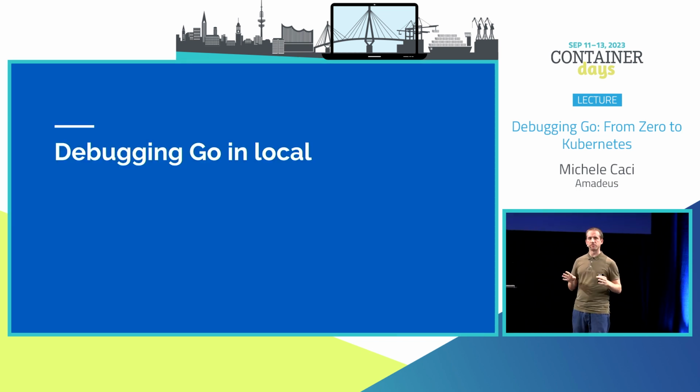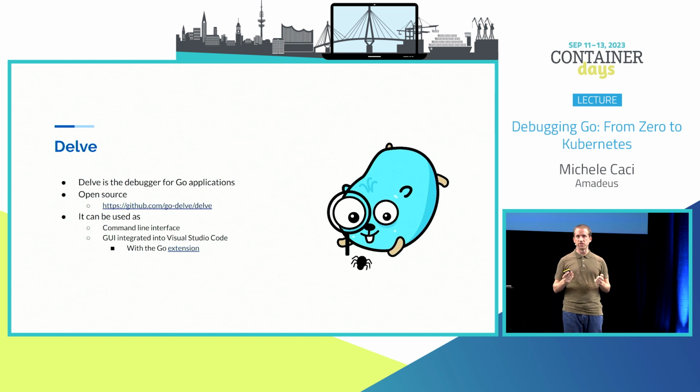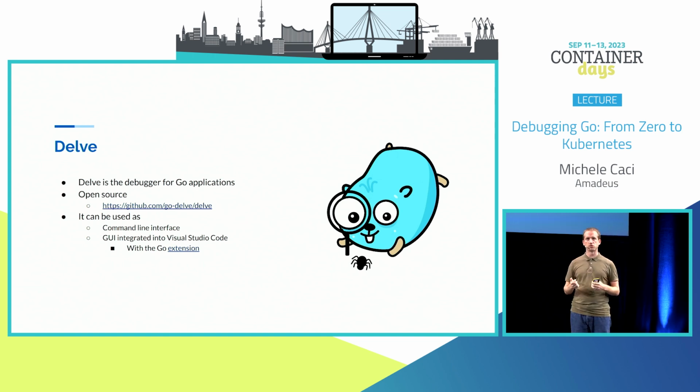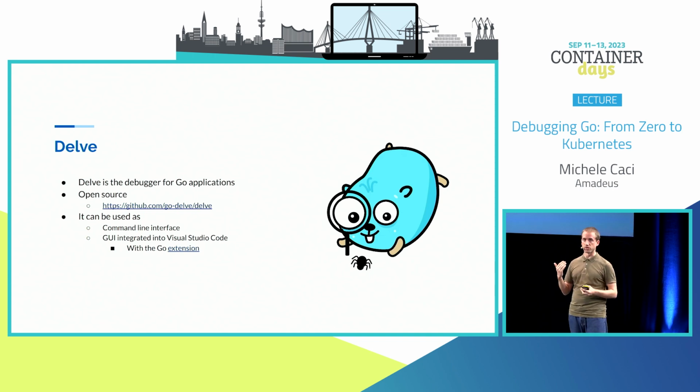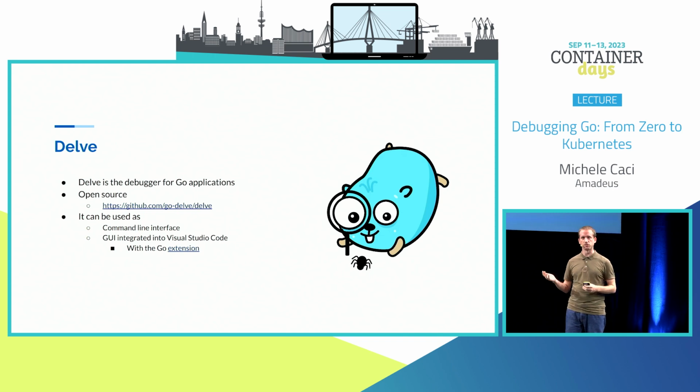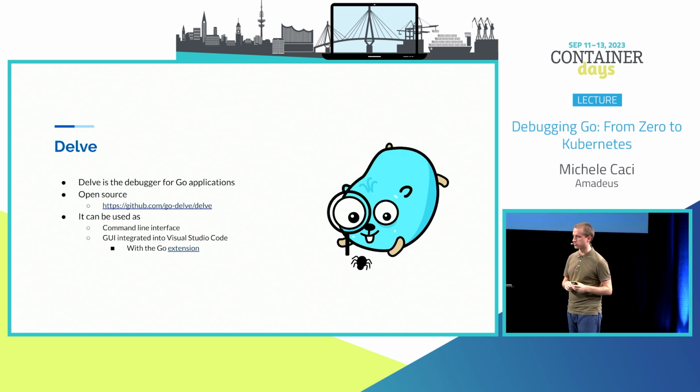Now, we have done this introduction. We can start to see how to debug Go locally. To do that, we will need our tool, Delve, which is the specific debugger for Go applications. It's an open source tool that you can download and use, and it can be used either as a command line interface, as we are going to see today, or as a graphic user interface integrated in Visual Studio Code, thanks to the Go extension.